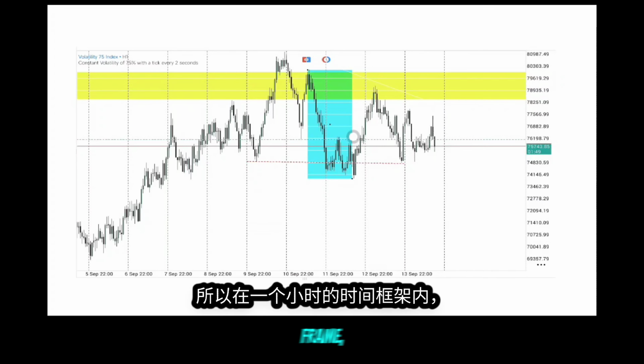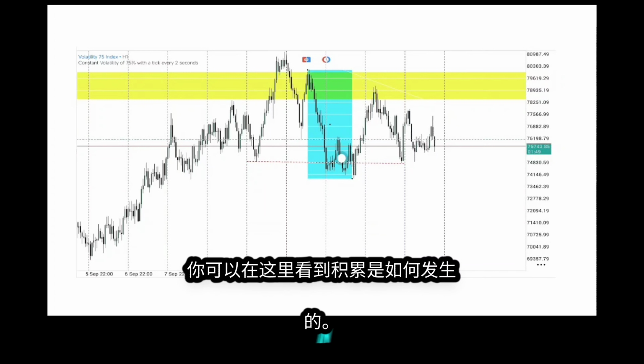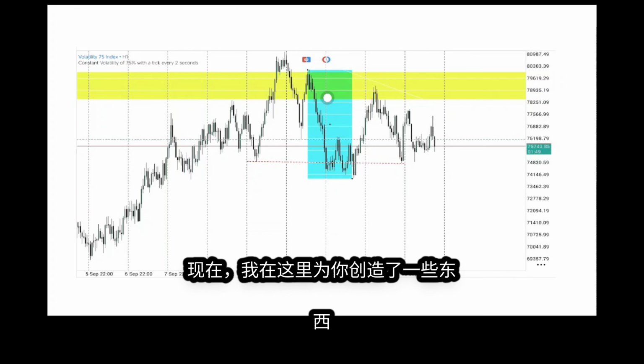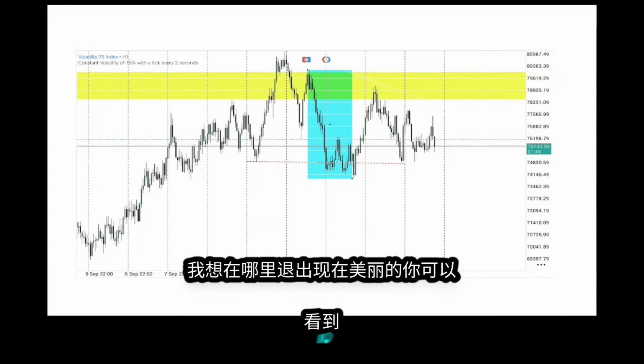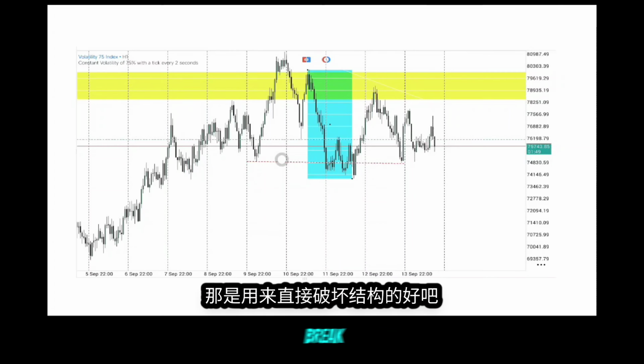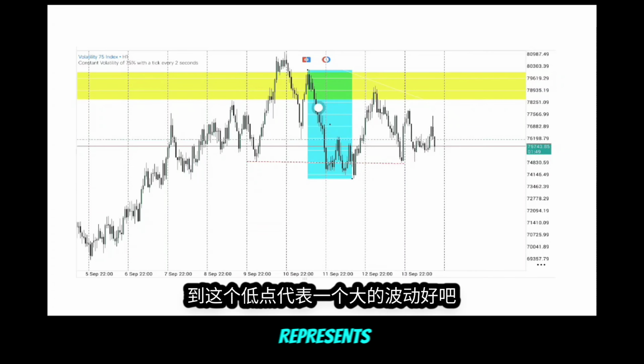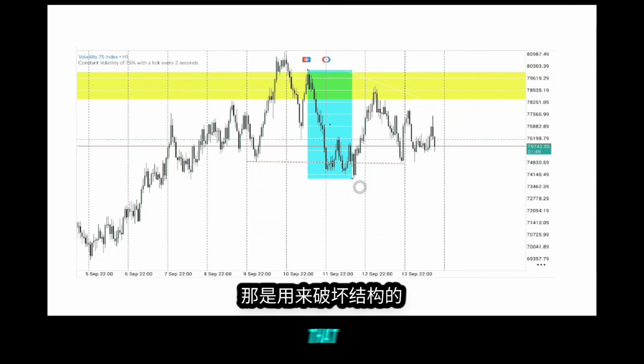So on the 1-hour time frame, you can see how the accumulation happened in here. Now I've created something in here for you to have a fair idea of. If I take a trade, where would I want to take my exit? Beautifully, you can see that on a 1-hour time frame, there was this swing high that was used to directly break the structure. This swing high in here, from this high to this low, represents one major swing that was used to break the structure.